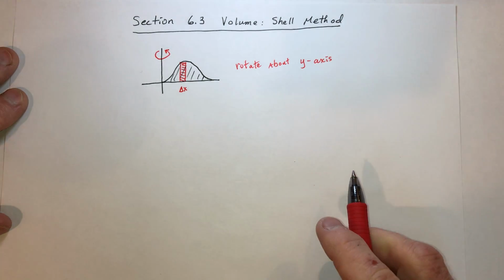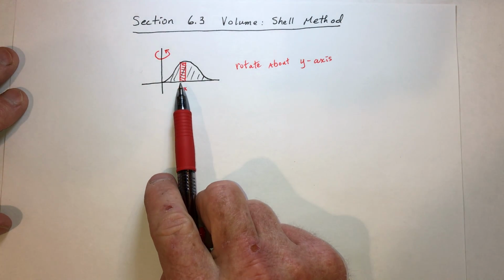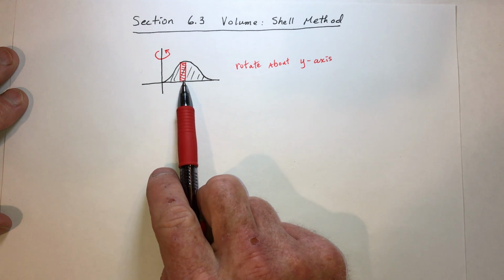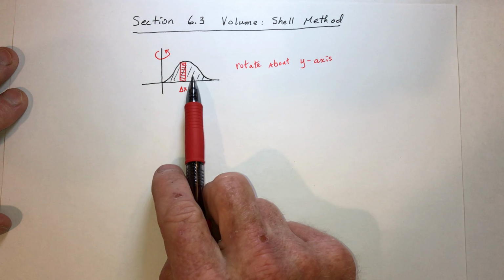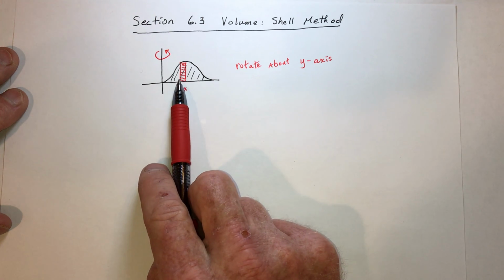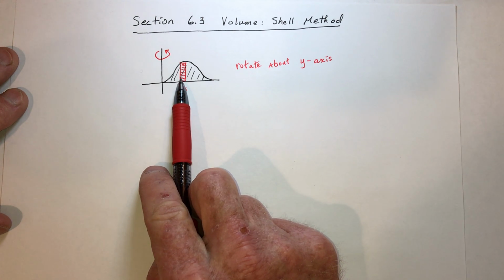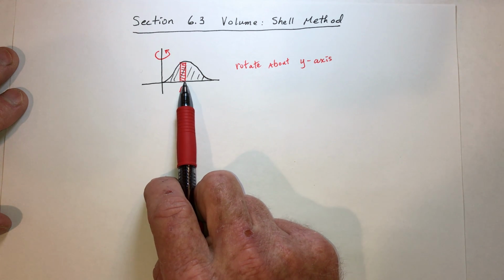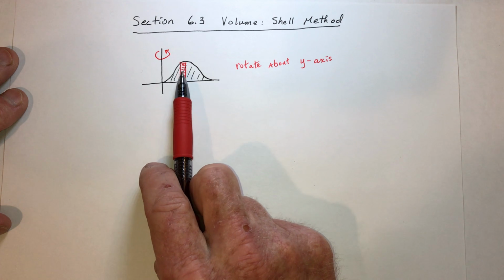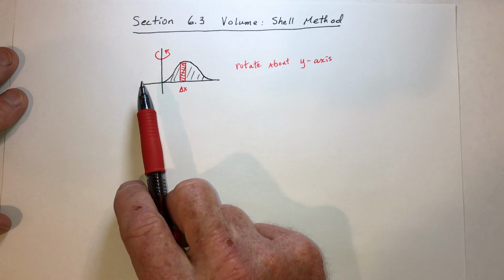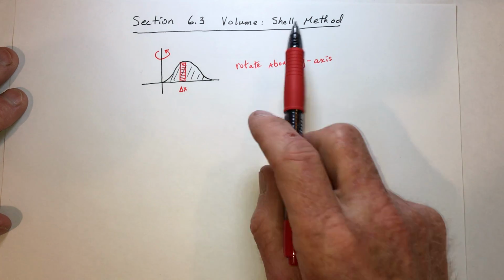So you'll notice something a little bit different. In the disc and the washer, this rectangle is actually perpendicular to the axis, but in the shell method, these two are actually parallel to each other. So that's a major difference. Now when you take this little red rectangle and then you rotate it around the y-axis, around and around and around, it makes what's called a shell.